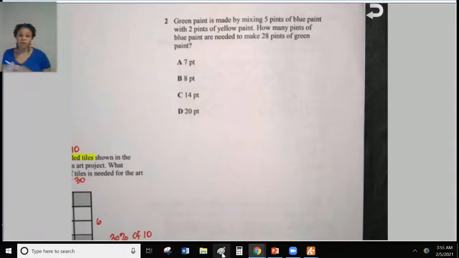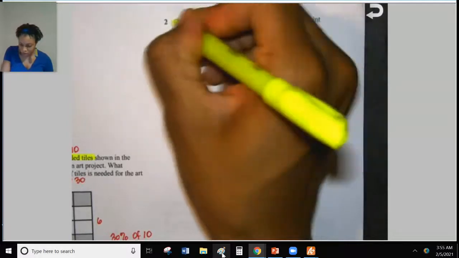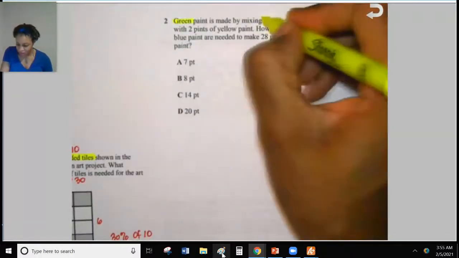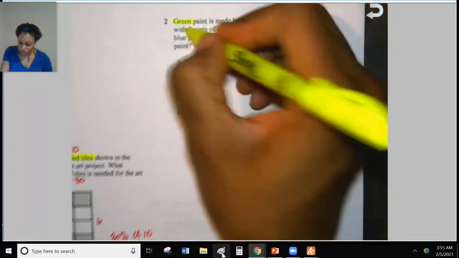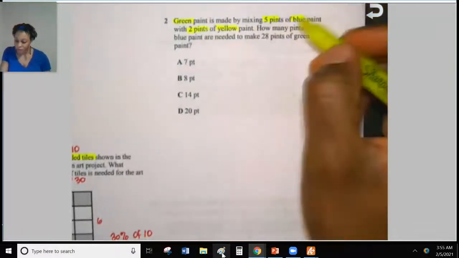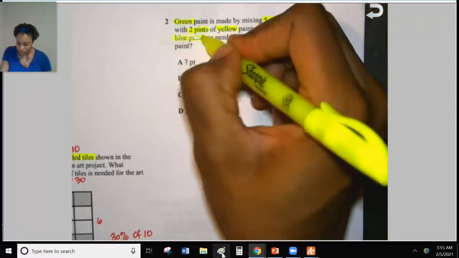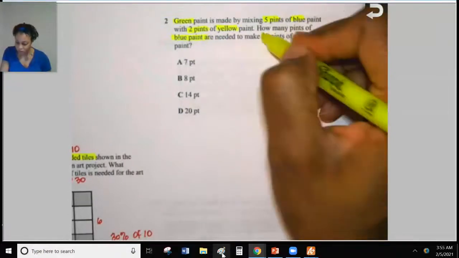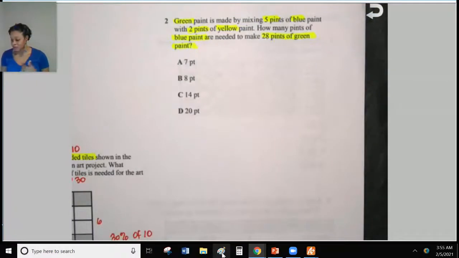It says green paint is made by mixing 5 pints of blue paint and 2 pints of yellow paint. How many pints of blue paint are needed to make 28 pints of green paint? So again, let's highlight what we see. They said green paint is made by mixing 5 pints of blue paint with 2 pints of yellow paint, okay? How many pints of blue paint, that's what we're looking for, are needed if there are 28 pints of green paint? So I noticed that there's a ratio, right?